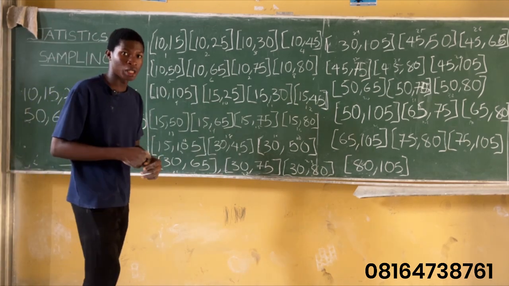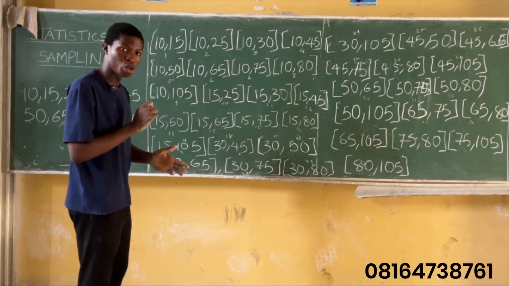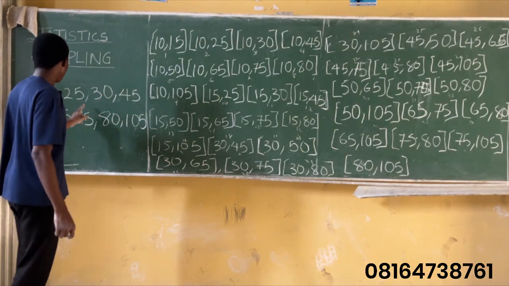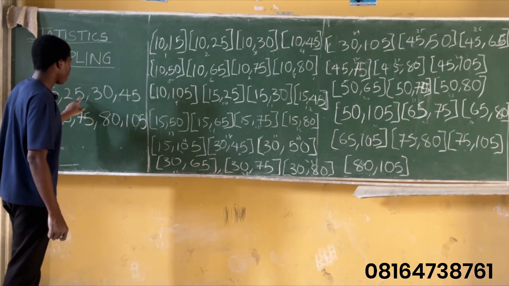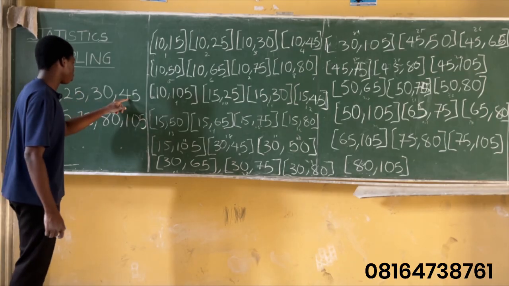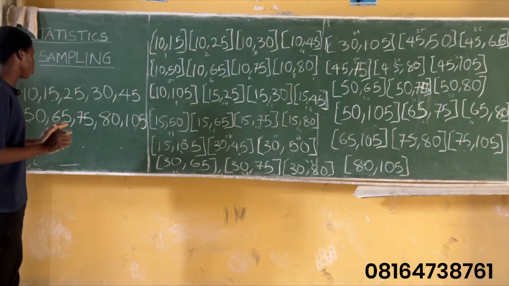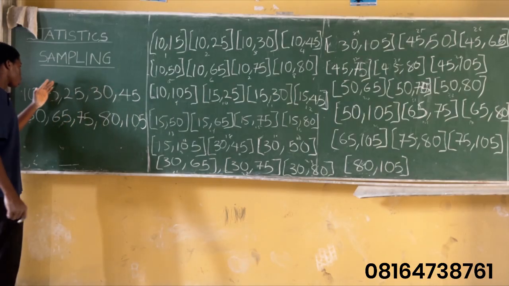Once we are done with 15, we are going to set it aside and we are not going to be using it. So we'll move over to 25. We'll do 25, 30, 25, 45, 25, all the way down to 105. We are done with 25. We'll then be discarding all the numbers down here.